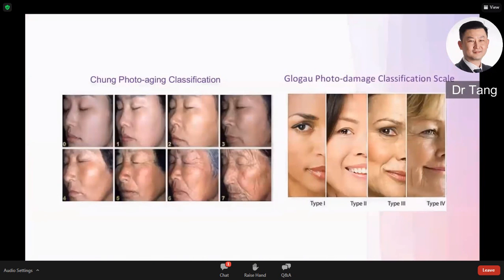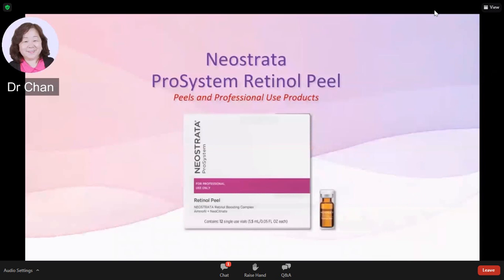Well, the choice of the types of peel can be guided by the degree of photoaging in our patient's skin. There are several photoaging classifications available in the literature. Examples are Chung photoaging classification and Glogau photodamage classification scale. In general, medium or deep peel may be required for more advanced photoaged skin. At this point, we would like to introduce NeoStrata Pro System Retinol Peel.